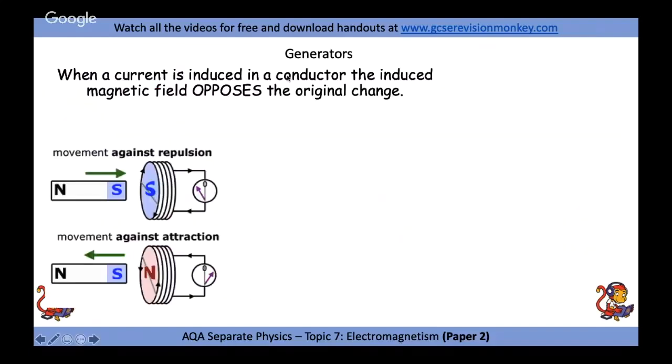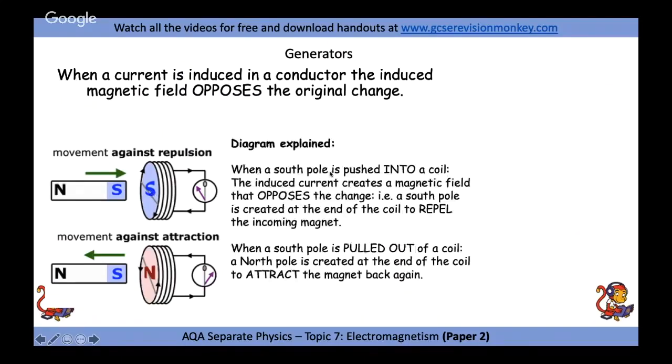Now, when a current is induced in a conductor, the induced magnetic field opposes the original change. So what I mean by that is if I move a south pole into a coil, like here, the induced current in the coil creates a magnetic field that opposes the change that I'm trying to do. So if I'm pushing a south pole in, it's going to want to oppose that. So to oppose a south pole going in, it creates a south pole here, which pushes against it because they repel. If I was to pull the south pole out, it's going to want to oppose that. So it creates a north pole there to attract the magnet back in again.